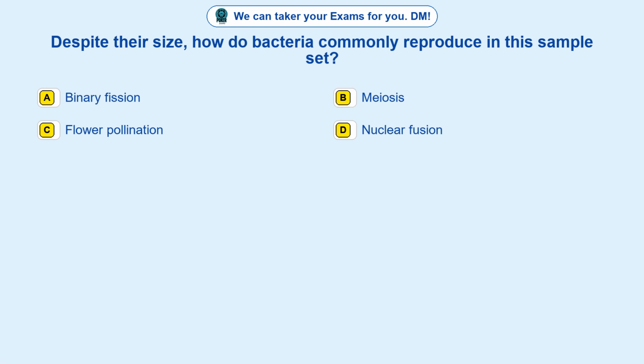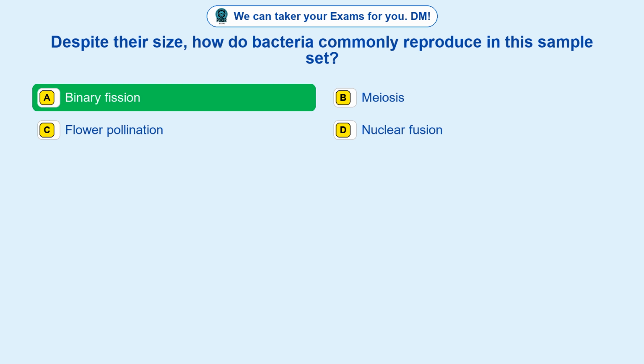Question 25. Despite their size, how do bacteria commonly reproduce in the sample set? Option A, binary fission. Option B, meiosis. Option C, flower pollination. Option D, nuclear fusion. The correct answer is option A.